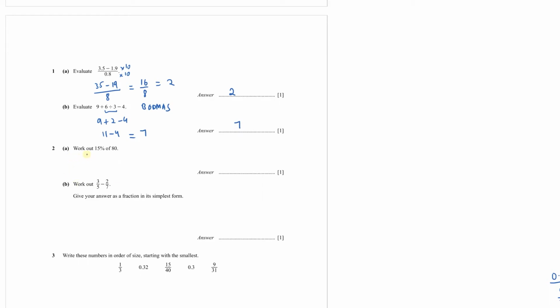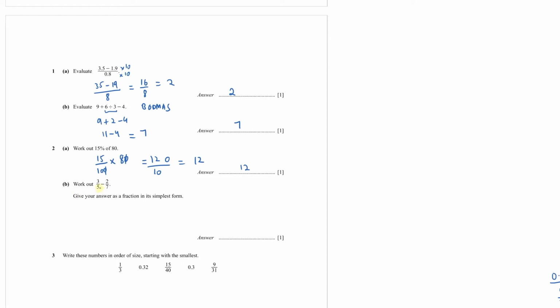Question number 2 is work out 15% of 180. So this is 15 over 100 multiplied by 80. So this will give you the 15% of 80. So I can cancel out this 0 with this 0. 15 times 8: 8 times 5 is 40, 4 carry, 8 ones are 8 plus 4 is 12. 120 over 10, which is 12. So 15% of 80 is 12.